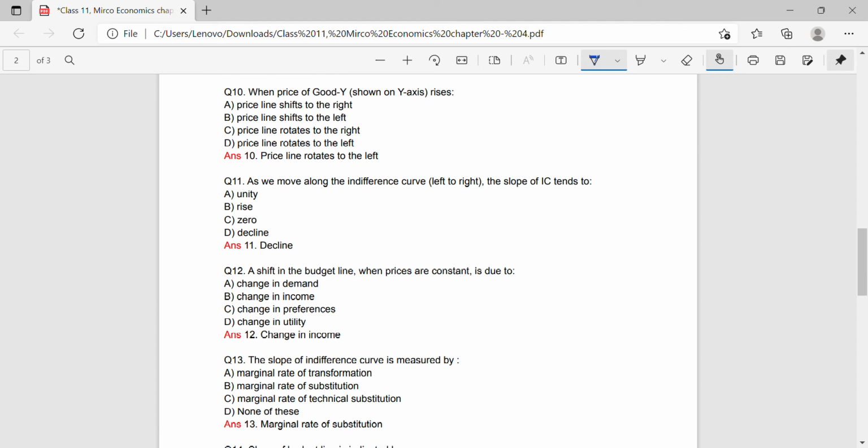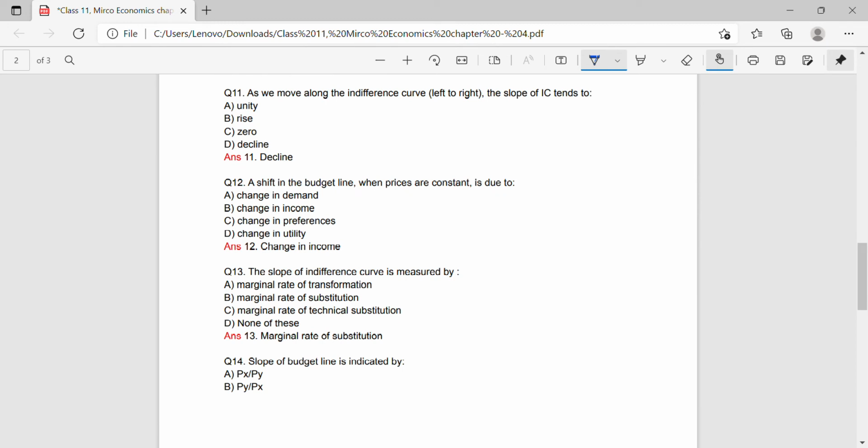Question 10. When price of the good Y shown on Y-axis rises: option A, price line shifts to the right. Option B, price line shifts to the left. Option C, price line rotates to the right. Option D, price line rotates to the left. The correct option is option D, price line rotates to the left. Question 11. As we move along the indifference curve left to right, the slope of IC tends to: option A, unity. Option B, rise. Option C, 0. Option D, decline. And the correct option is option D, decline.